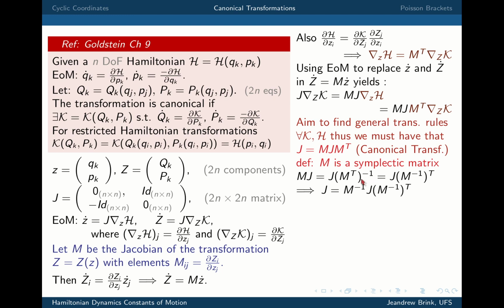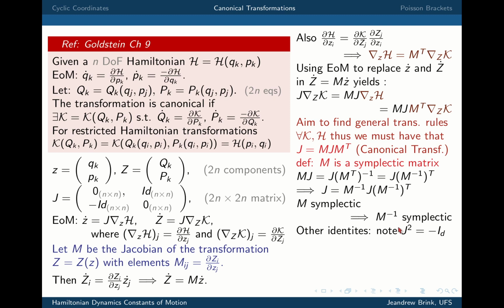Okay, and then you can once again multiply both sides of that equation by M inverse, so you're left with J equals M inverse J M inverse transpose. So what that means is if M is symplectic, then so is its inverse.